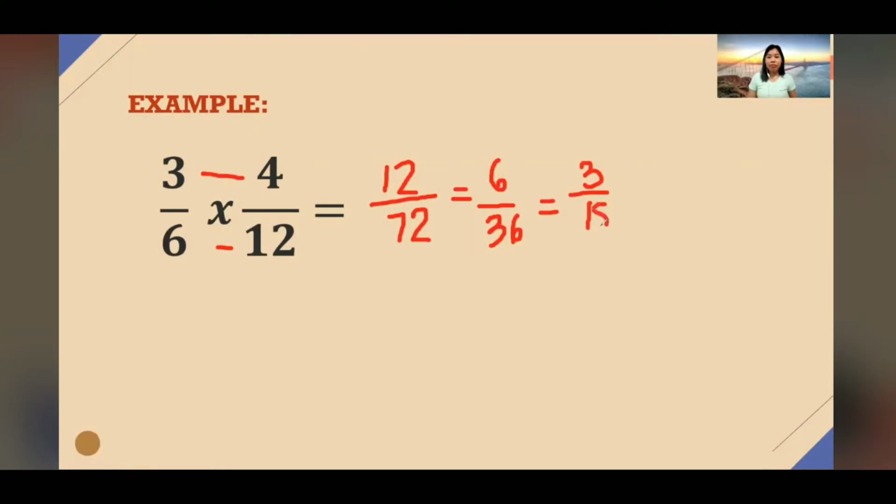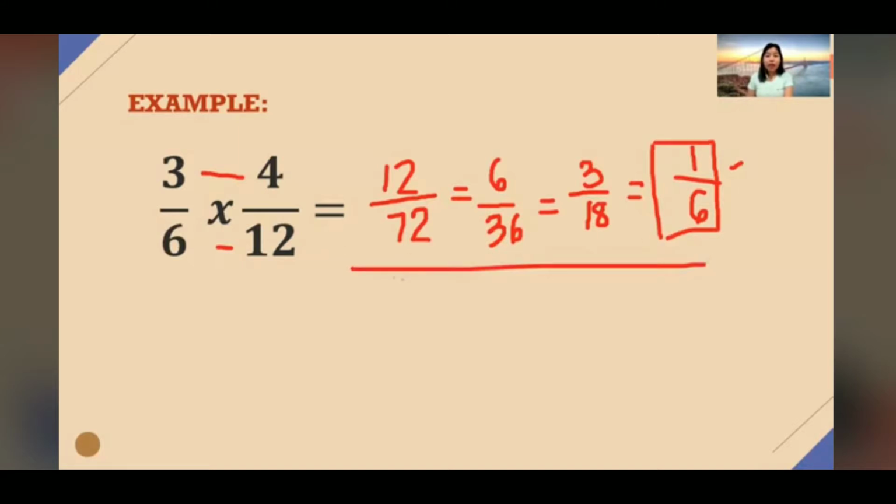Very good. Are they both divisible by 2? No, but they are divisible by 3. So 3 divided by 3 is 1. And 18 divided by 3 is 6. Are we done? Yes, we are. Because we can no longer simplify this fraction since we got one already. So 3/6 of 4/12 is 1/6. So this is the traditional way.